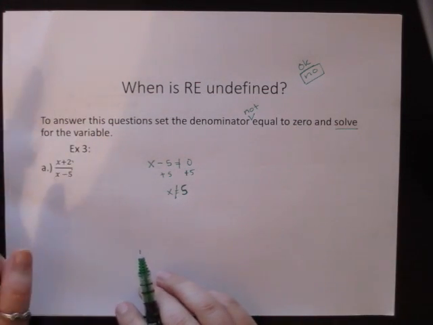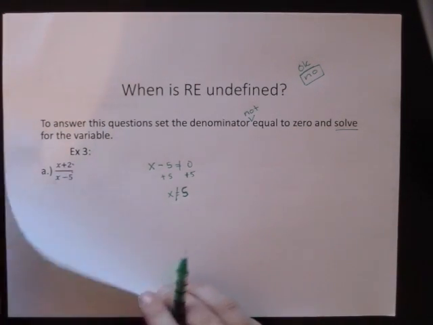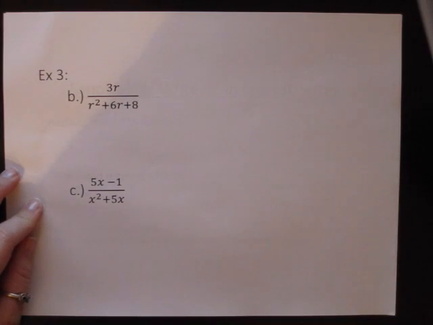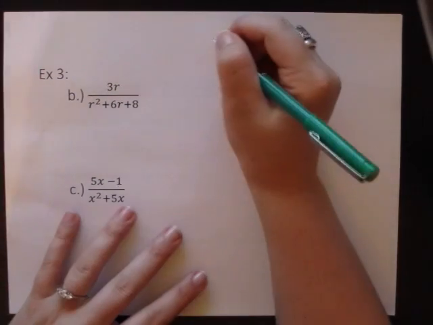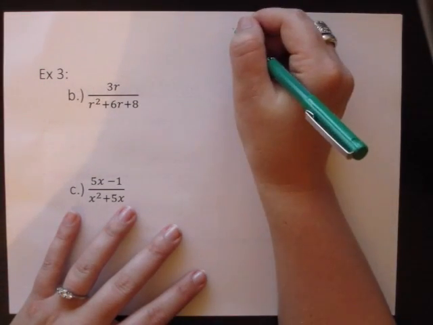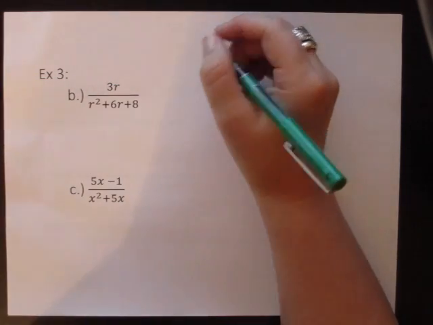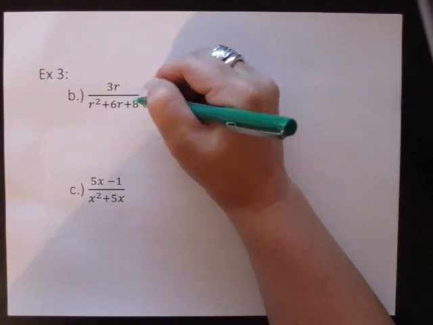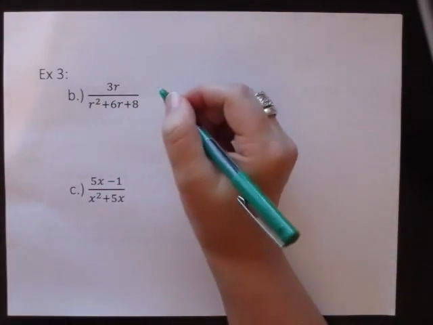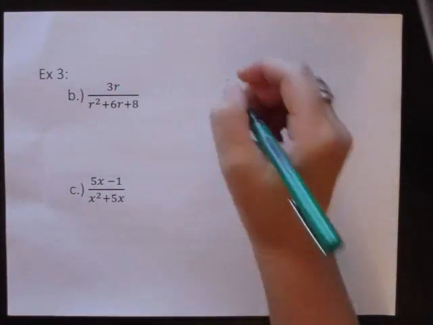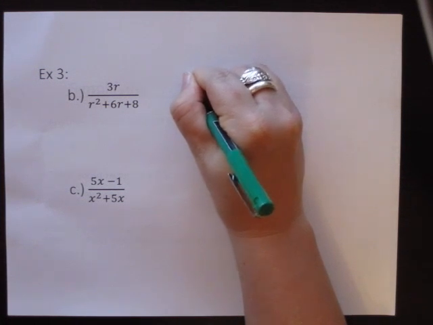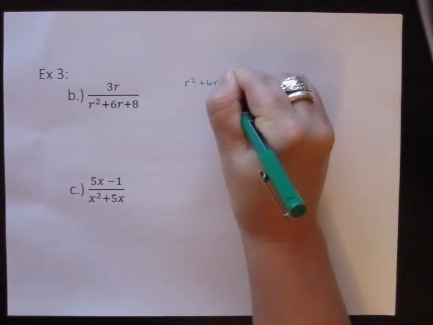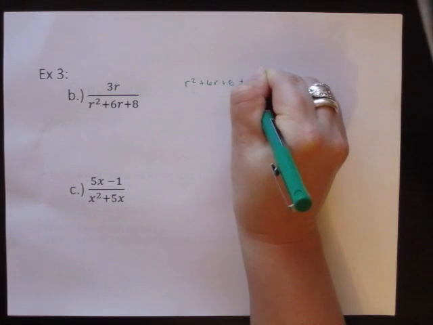Okay, so you're going to have two questions like this on your test. You're going to have a question like this on your final as well. So what we're trying to do is figure out where our rational expression is going to be undefined. If I have 3r over r squared plus 6r plus 8, I don't care about my numerator, I just care about my denominator, so I'm going to say r squared plus 6r plus 8 cannot equal 0.